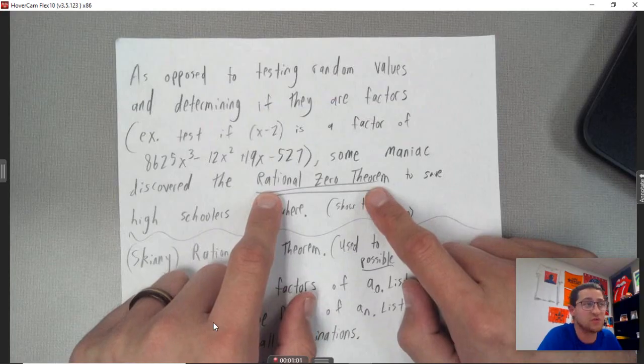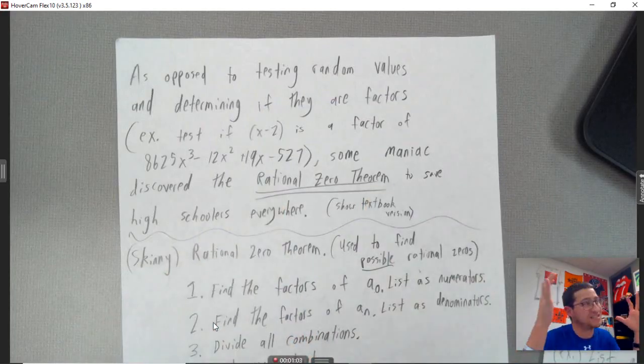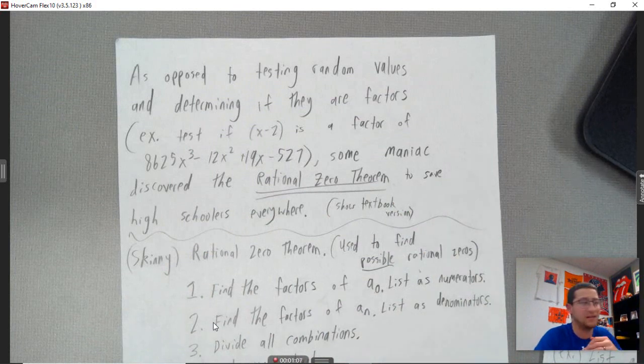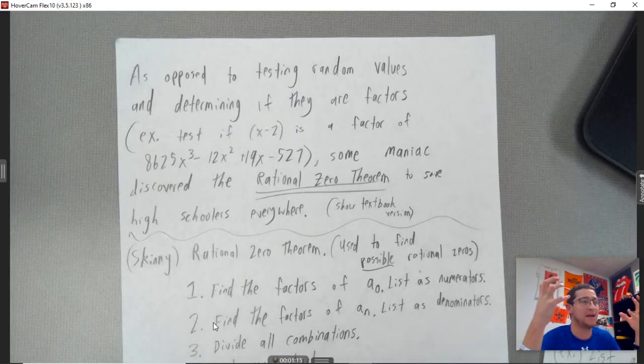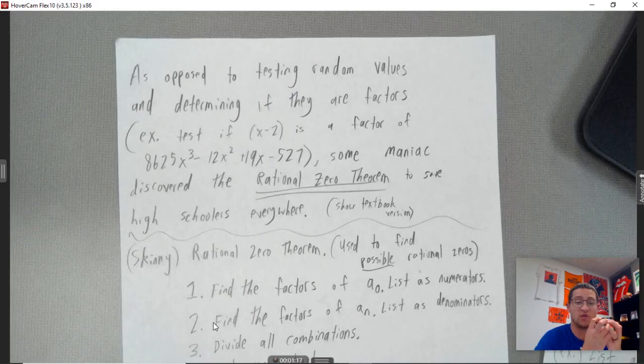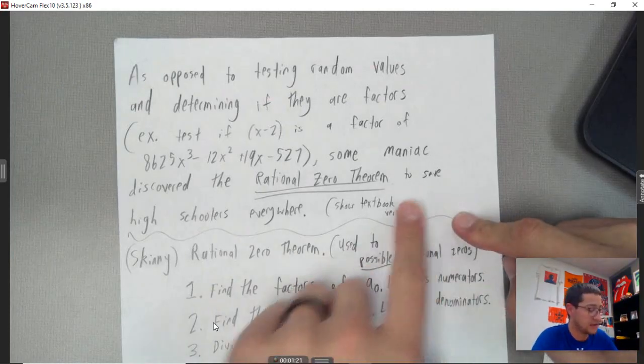They discovered the rational zero theorem to condense that pool to a finite number. Because again, we could be sitting here testing x minus 127 as a root, I don't know, or as a factor. We don't know. So we limit that massive infinite pool to a few numbers. If we can do that, then it saves us a lot of time, and therefore it's saving high schoolers everywhere.